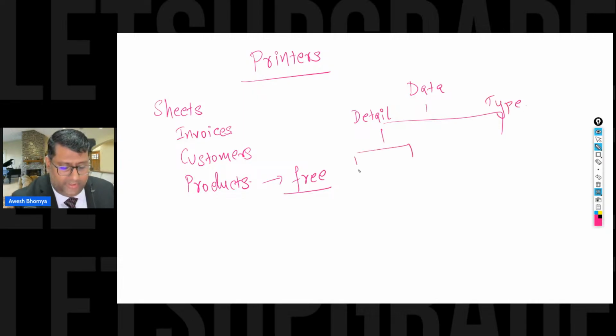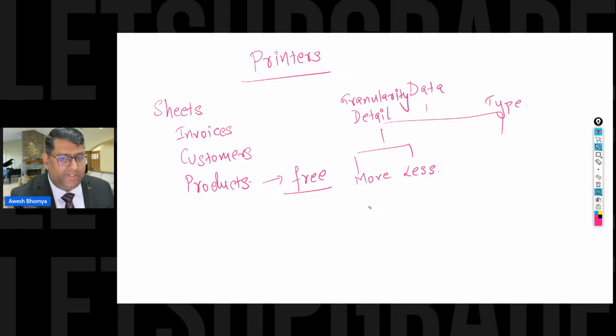Now, in terms of the detail of data, you can have more detail or less detail. When you have more detail in your data, you are in a better position to get a clearer picture and understand what data is there. So detail is also termed as granularity.